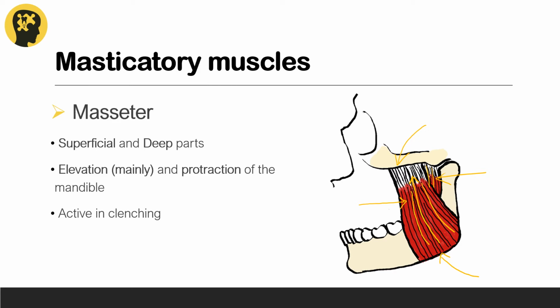Now, if you place your hand on the angle of your mandible or the angle of your jaw and clench your teeth, you will feel this muscle getting activated. So the masseter and the temporalis muscles both are active in clenching.